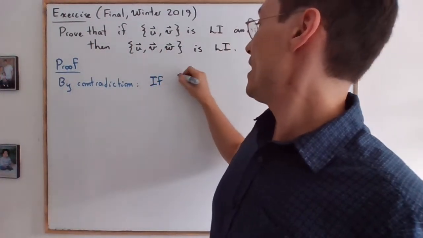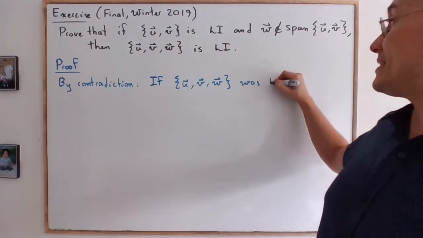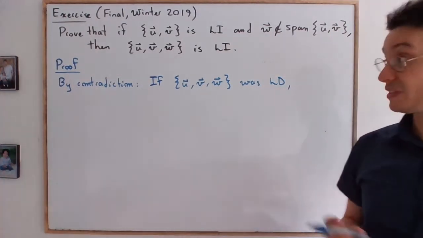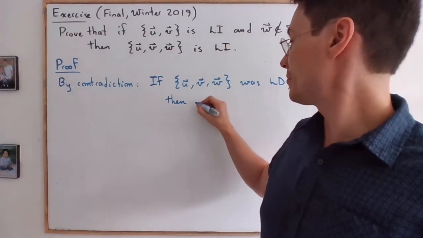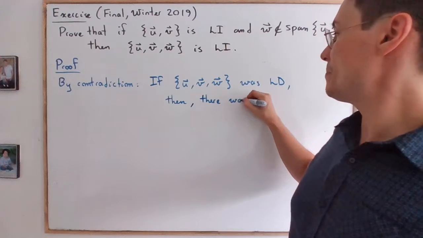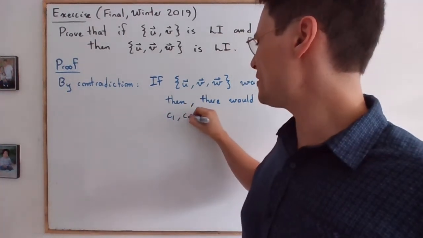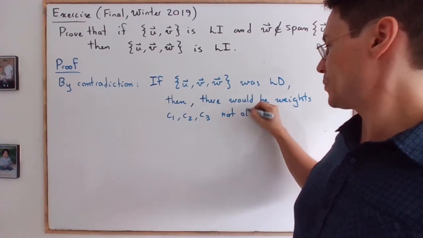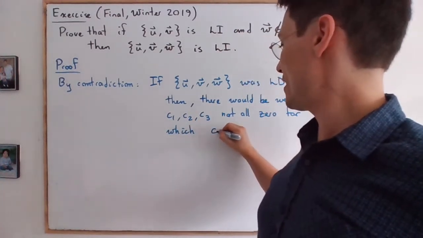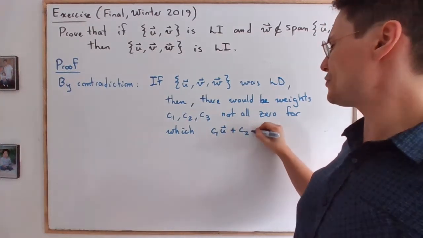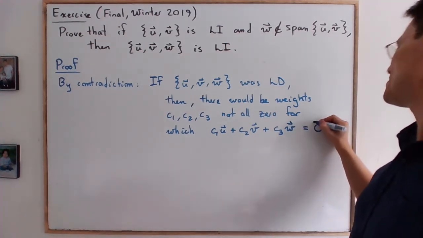So let's suppose that U, V, W is linearly dependent. If this was linearly dependent, then in this case there would be weights C1, C2, C3, not all zero, for which C1 U plus C2 V plus C3 W is equal to 0.